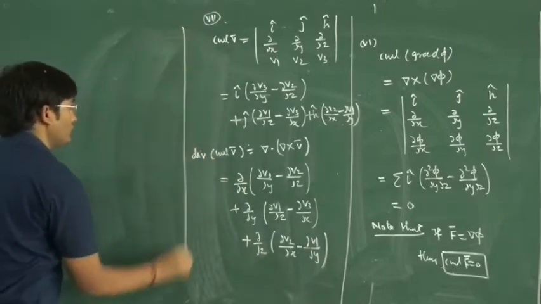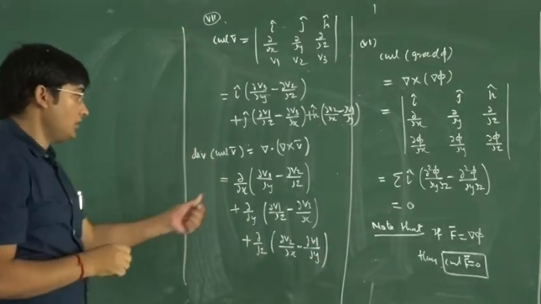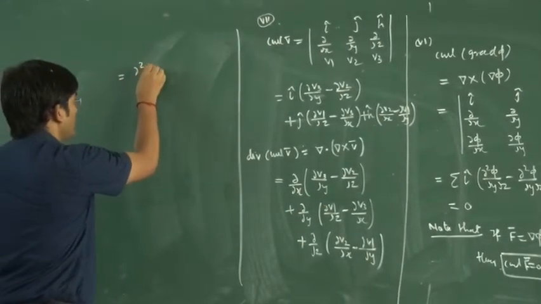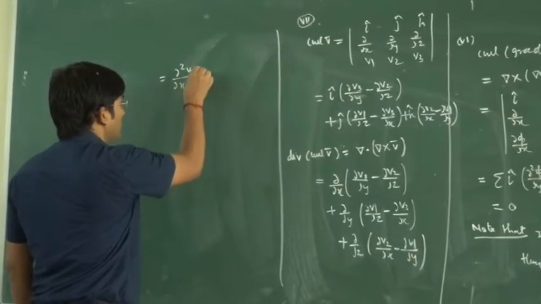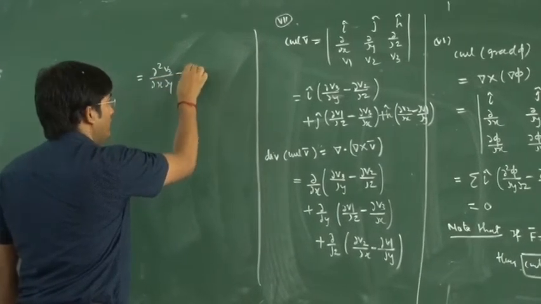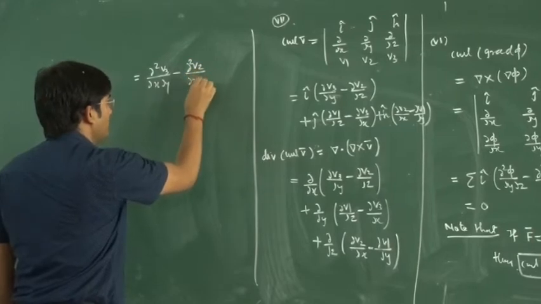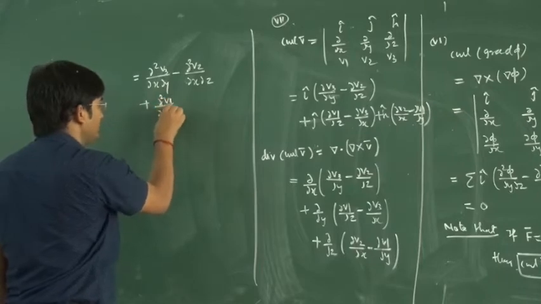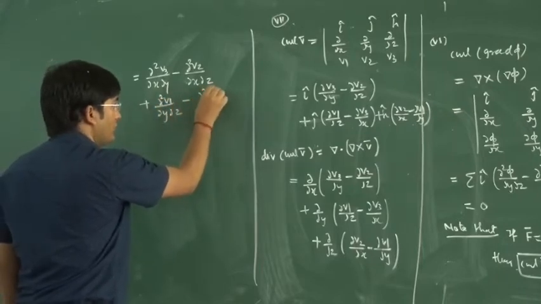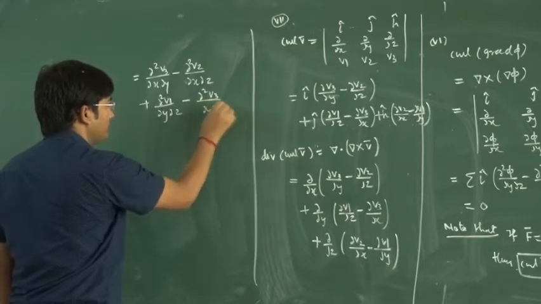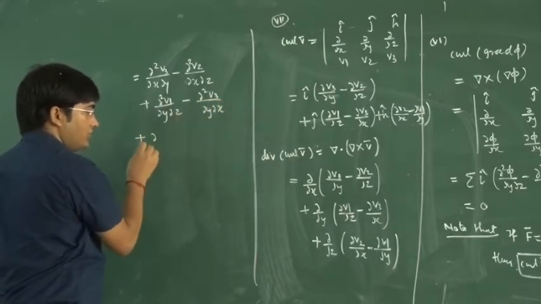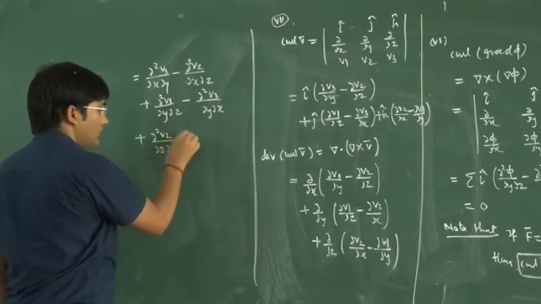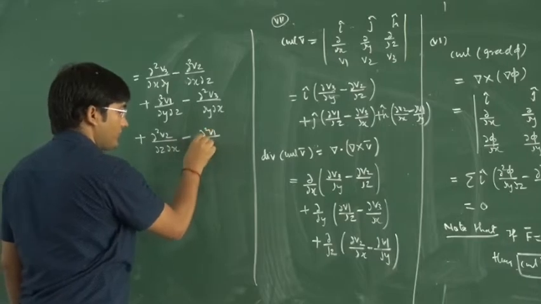And so this is equal to, the first term is del 2 B3 upon del x del y. The second term will be del 2 B2 upon del x del z. Then we have del 2 B1 upon del y del z. Then our next term will be del 2 B3 upon del y del x. Then our fifth term will be del 2 B2 upon del z del x. Then we have del 2 B1 upon del z del y.